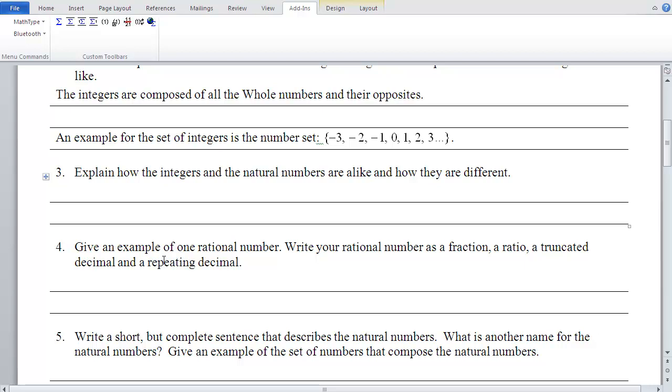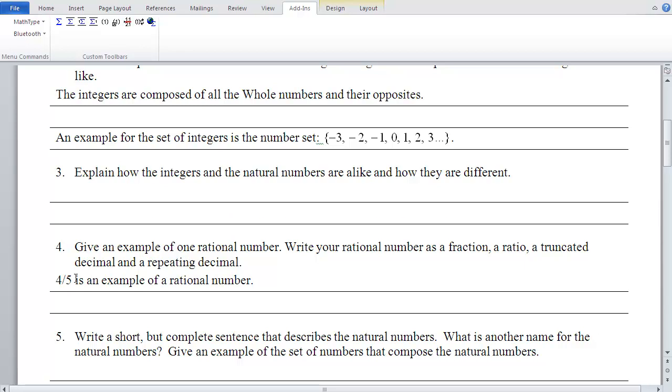Let's go down to number 4. This is kind of a tricky one. It says give an example of one rational number. So we can use any rational number we want. So let's say we're going to use 4 divided by 5. Okay, that is an example of a rational number.